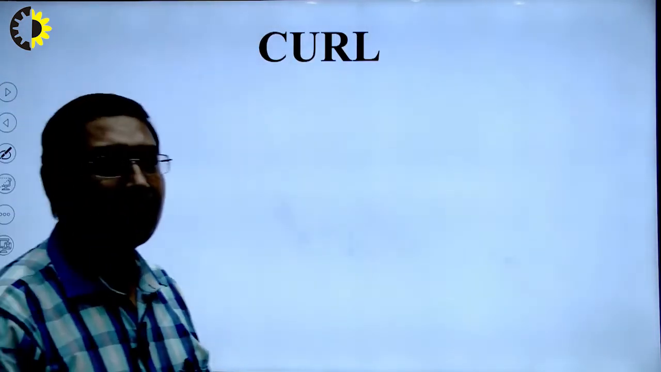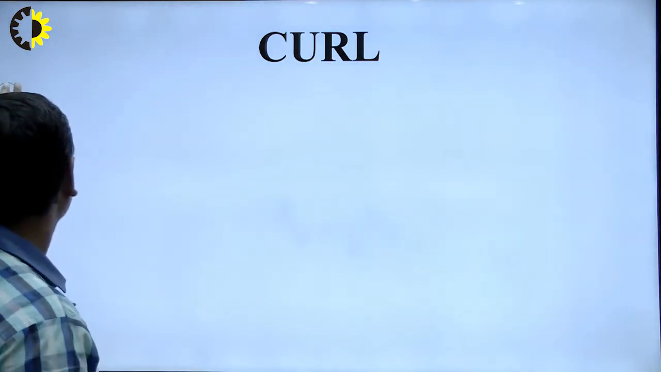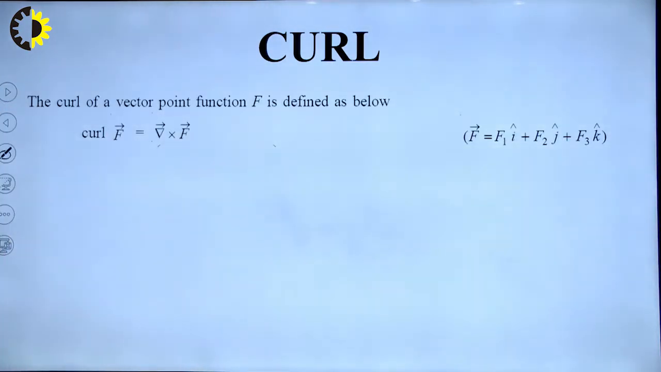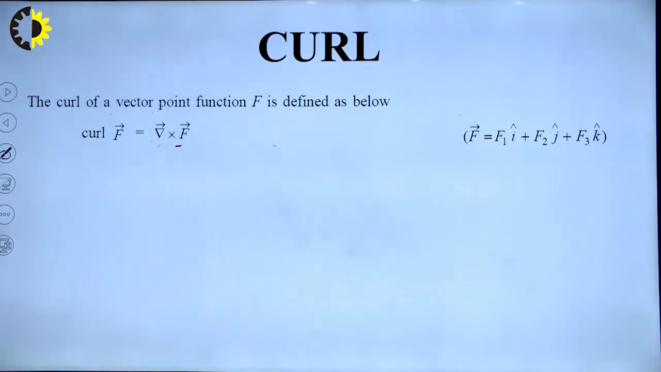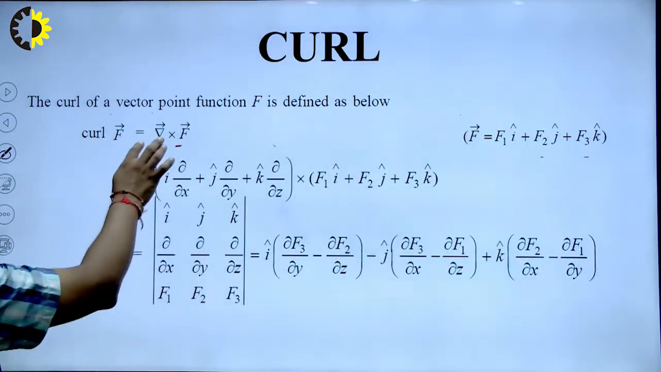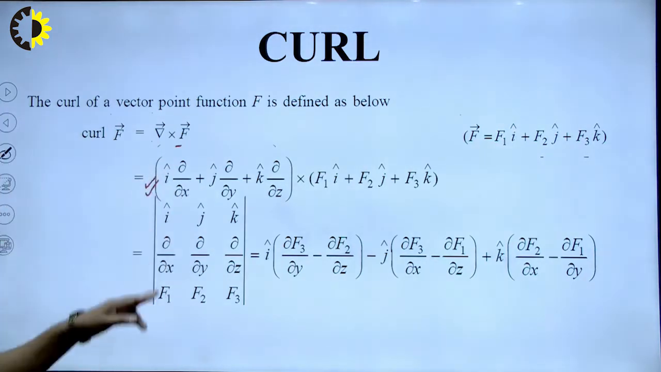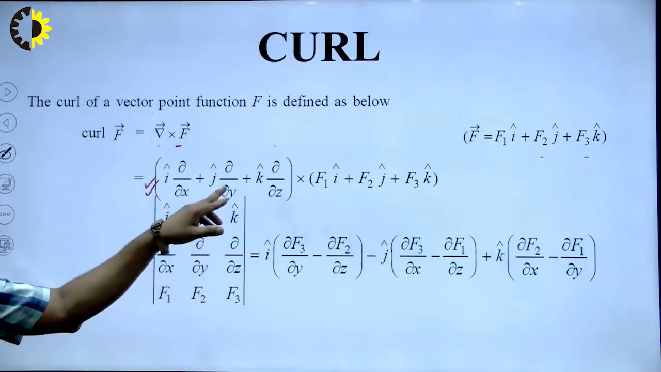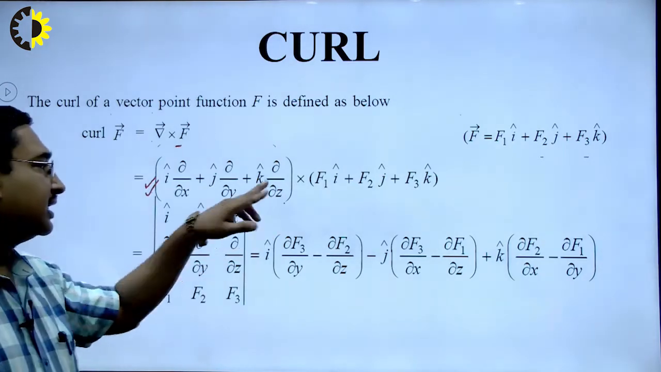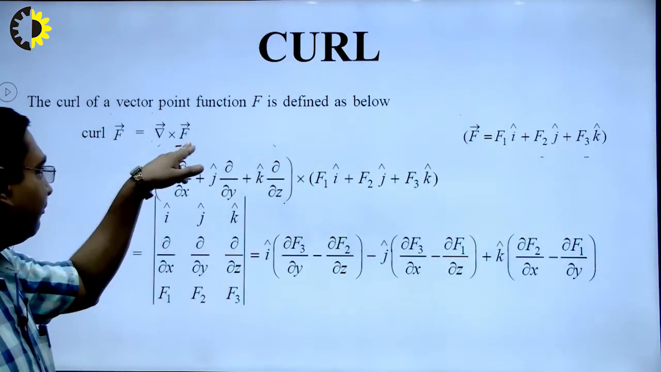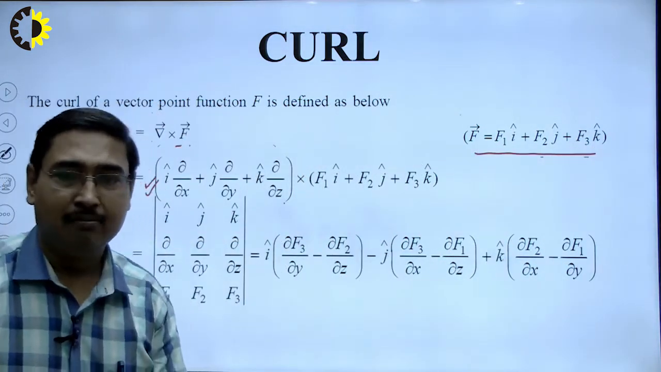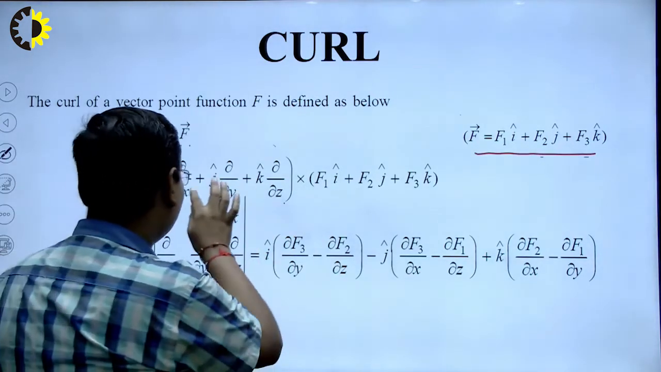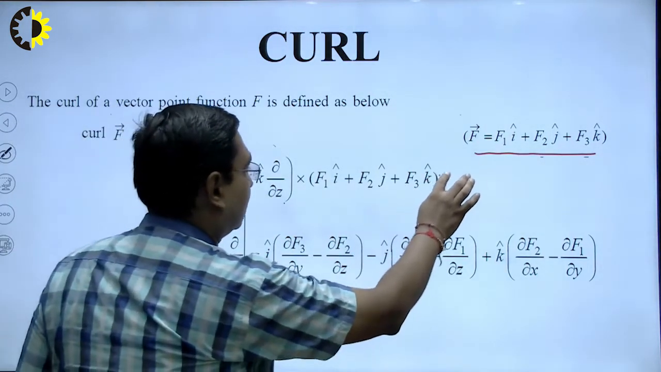Now we understand what is curl. The curl of a vector point function f is defined as below. Curl f is equal to del cross f. We know that del is this operator i cap del over del x plus j cap del over del y plus k cap del over del z. F can be taken as f1 i cap plus f2 j cap plus f3 k cap because it is a vector function. Therefore, del cross f takes this form.